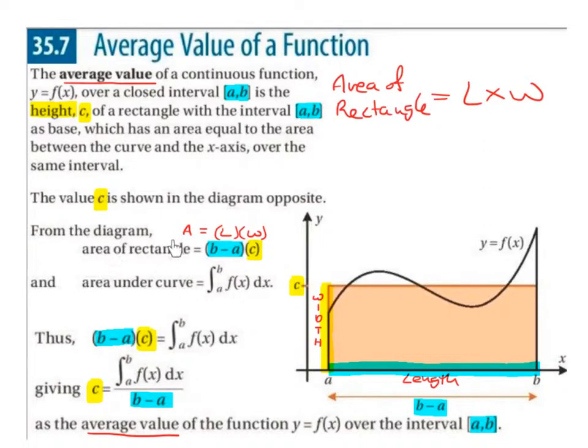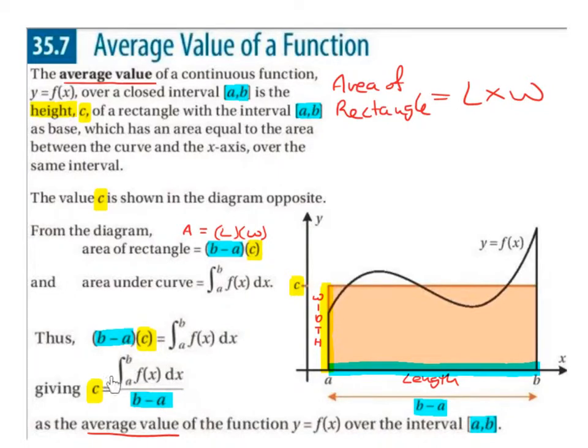So the area of a rectangle is B minus A multiplied by C, so the length times the width. And the area under the curve is the integral of f of x dx using the limits b and a, so between a and b. So thus, b minus a times c is equal to the integral of f of x dx between a and b. And solving for c, so getting the c on its own, we get c equals the integral of f of x dx between a and b divided by b minus a.